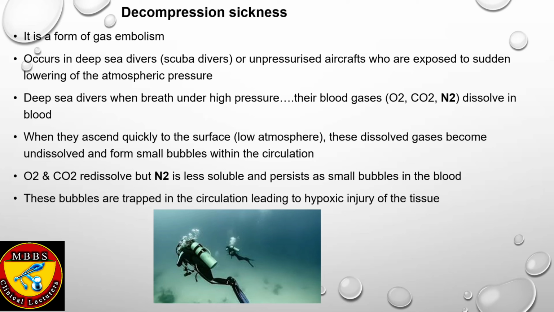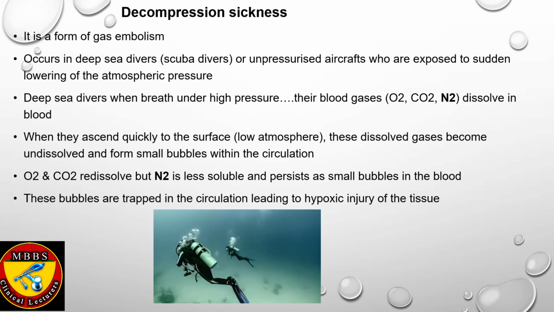Now these scuba divers are instructed to come to the surface, where there is low pressure, very slowly. They should ascend very slowly from the water to above the sea. But if they ascend quickly, what will happen? If they ascend quickly from under high pressure to the low atmospheric pressure above, these dissolved gases, especially the nitrogen, become undissolved and they form small bubbles within the circulation.